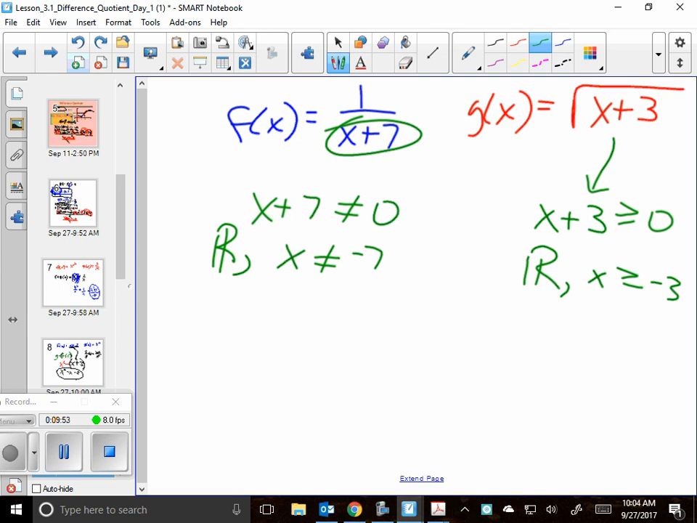What if I put the two functions together? Then what's their domain? You know what I mean? Like, what if I add this function to this function. If I add them together, now what's their domain?